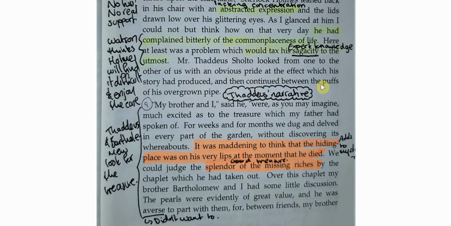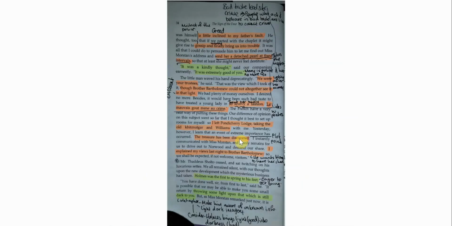The pearls were evidently of great value, and he was averse to part with them, for between friends my brother was himself a little inclined to my father's fault. He thought too that if we parted with the chaplet it might give rise to gossip and finally bring us into trouble. It was all that I could do to persuade him to let me find out Miss Morstan's address and send her a detached pearl at fixed intervals, so at least she might never feel destitute. It was a kindly thought, said our companion earnestly. It was extremely good of you.